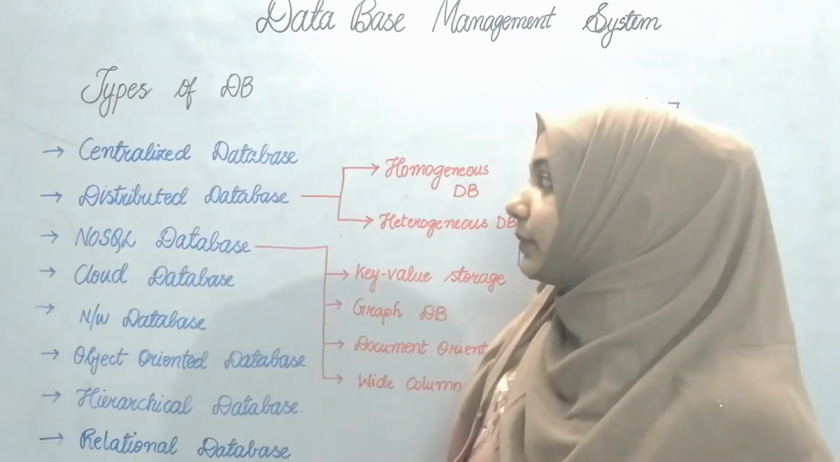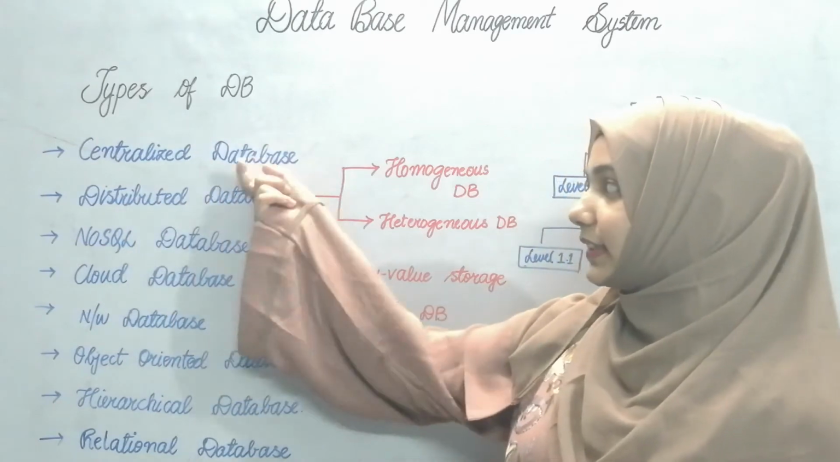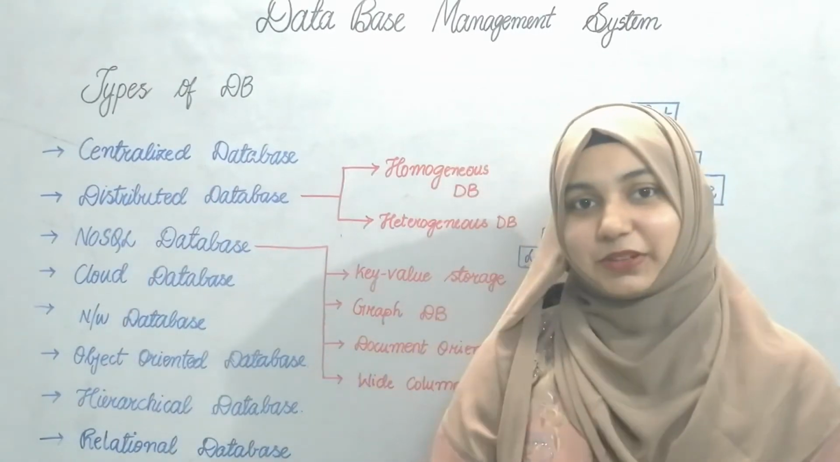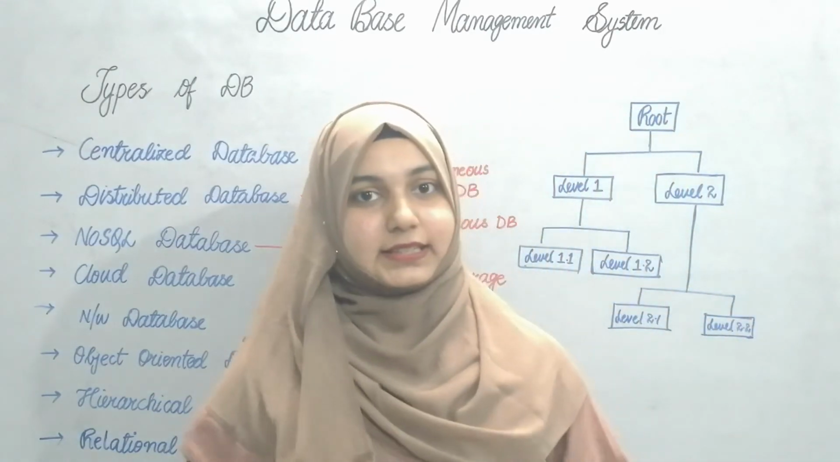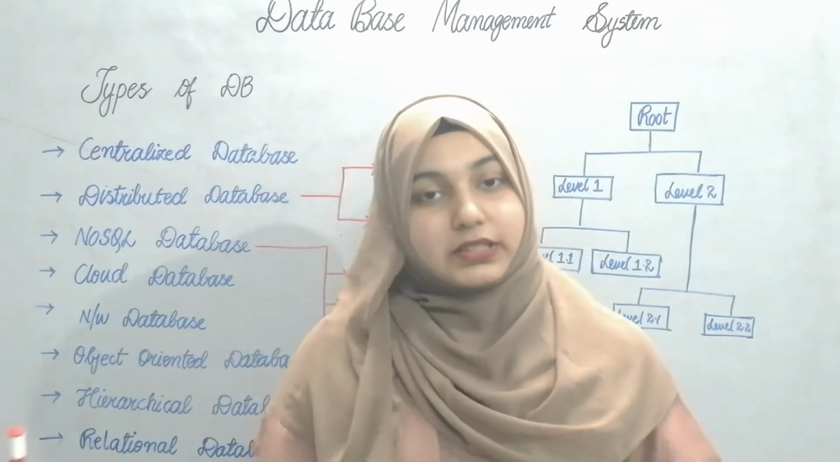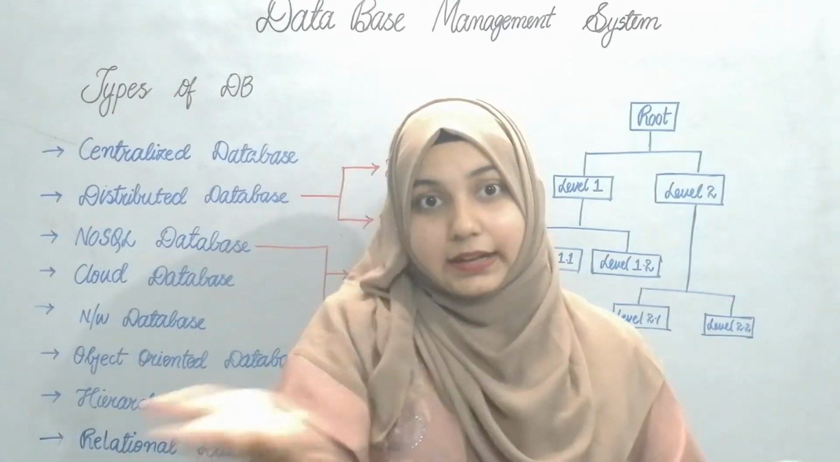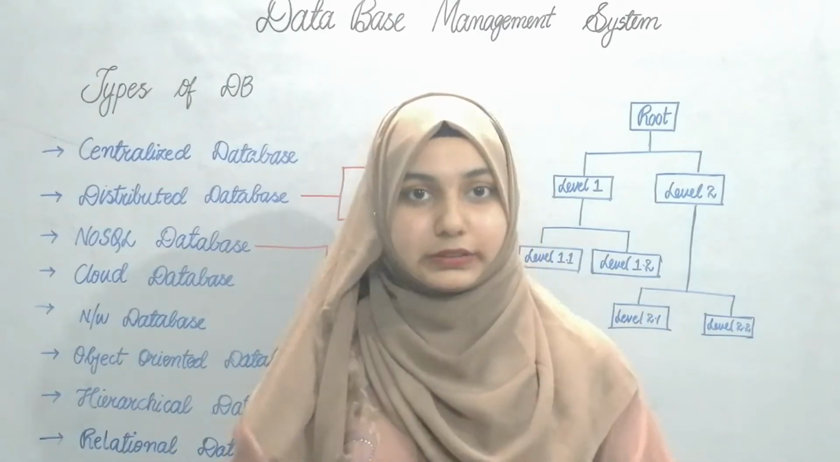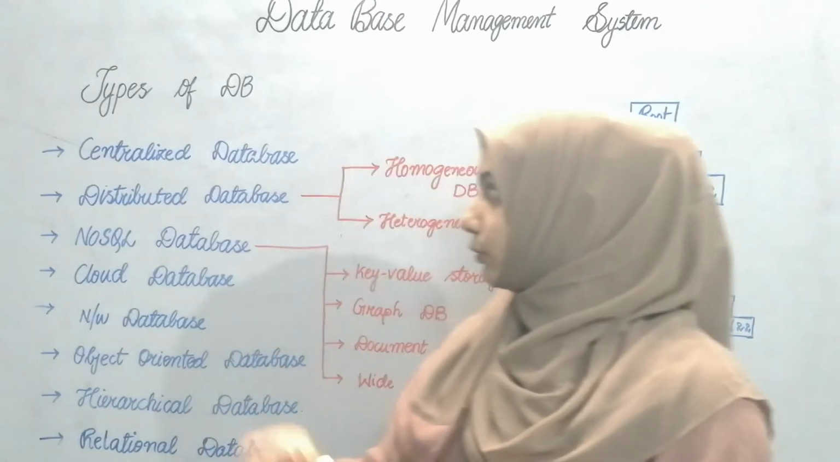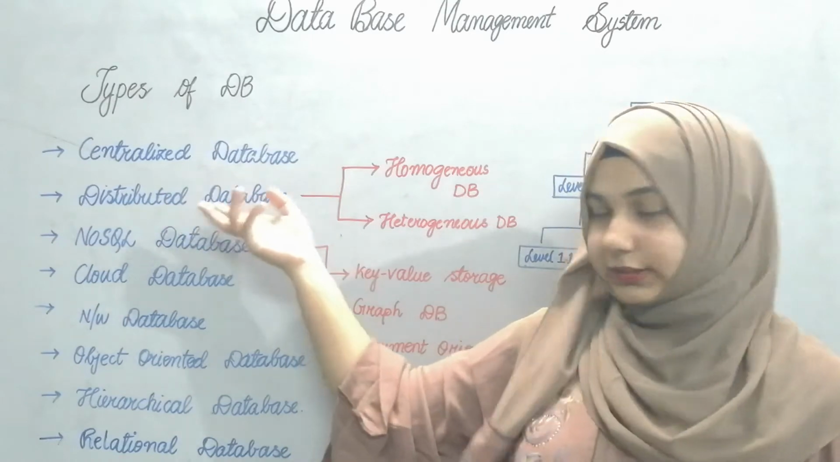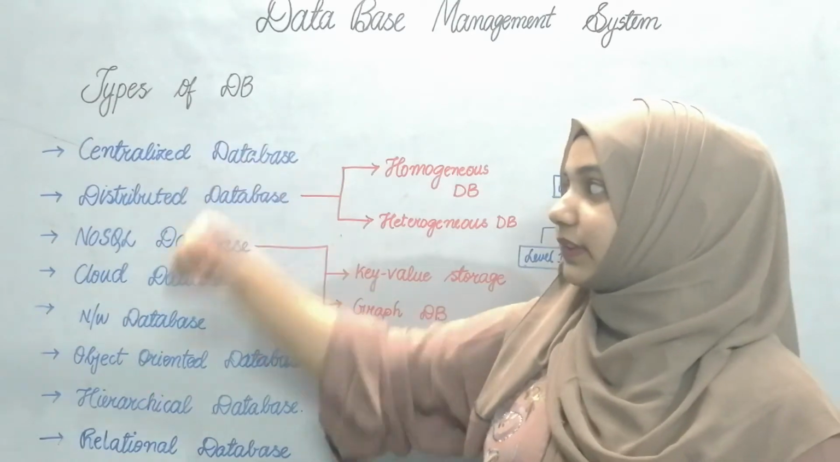The next is the distributed database. Distributed database is the opposite of the centralized database. The word itself says it, right? Distributed means the data is distributed across various systems. You have various systems and the data is stored on, scattered in, or distributed on these systems. So this is opposite to that of the centralized database.